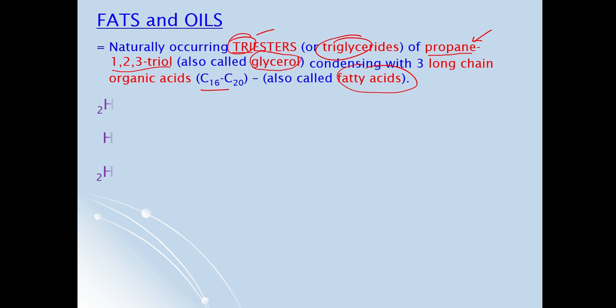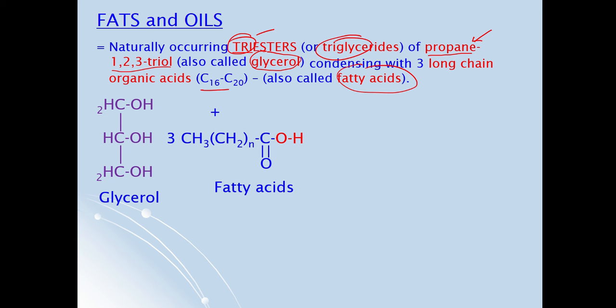Okay, so there's our propane-1,2,3-triol called glycerol. You need to be able to recognize it. You need to be able to name it, both the glycerol word and the propane-1,2,3-triol, and you will also have to be able to draw it. That reacts with 3 carboxylic acids, very long chain carboxylic acids, where n is between 14 and 18, but nonetheless carboxylic acids. You can see the COOH group on that.